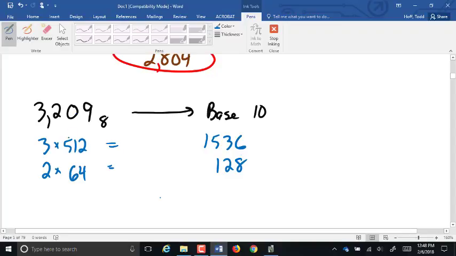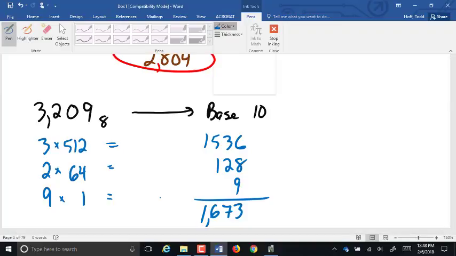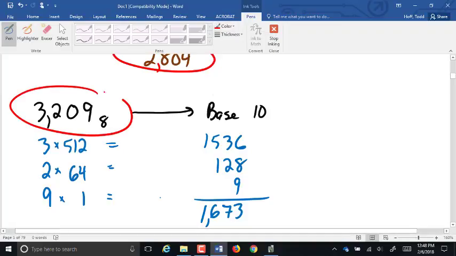The 0 doesn't matter. It has 0 value no matter what the place value is. 9 is in the 1's place. So the octal number, base 8, 3209, notice I don't say 3,209 because those are not place values. It's 3209 octal, is equivalent to the base 10 number, 1,673.